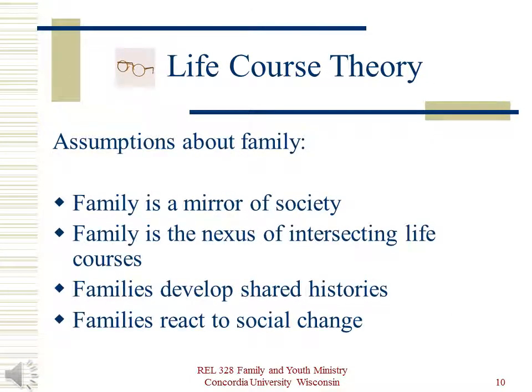Family life course theory has some assumptions that it makes as it begins. Assumptions such as that the family is a mirror of society. Where society is going, the family soon follows. They reflect each other. That the family is the nexus of intersecting life courses. This brings us back to the image I shared in the last slide about fireworks going off from different places that intersect at some point.